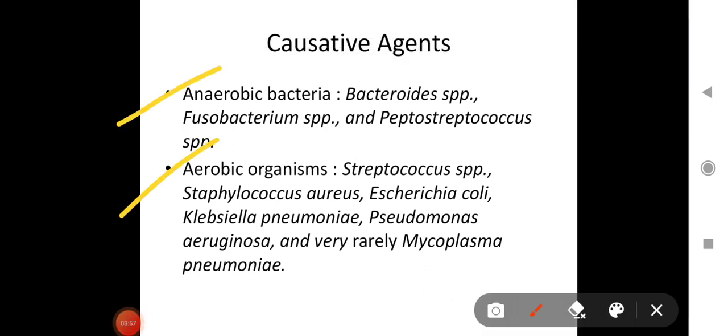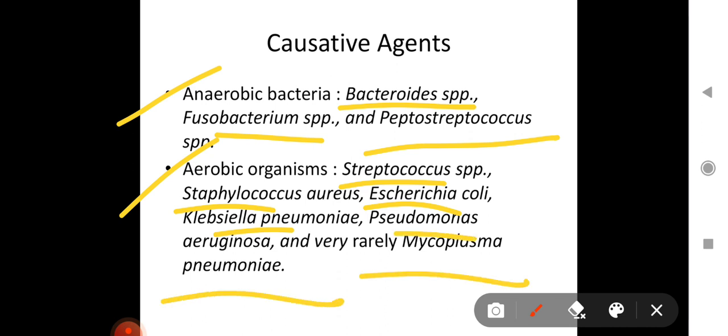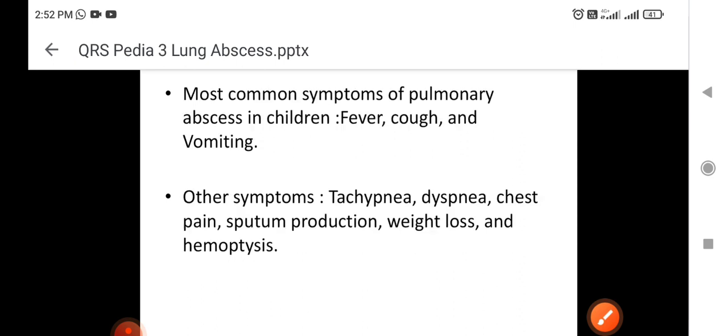It can be due to anaerobic or aerobic organisms. Anaerobic are Bacteroides species, Fusobacterium and Peptostreptococcus. Aerobic organisms include Staphylococcus, E. coli, Klebsiella, Pseudomonas aeruginosa, and very rarely Mycoplasma pneumoniae can also lead to abscess formation in lungs.